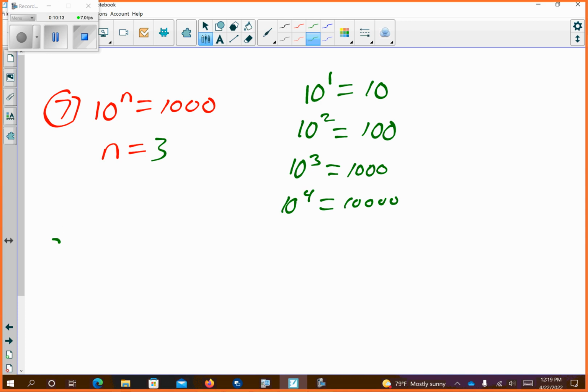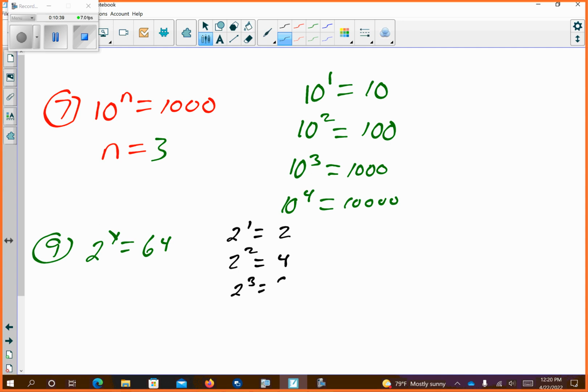All right, then problem number 9, we have 2 raised to the y is equal to 64. So again, I'm going to do the same rule. 2 to the first is equal to 2. 2 to the second is equal to 4. 2 to the third is equal to 2 times 2 is 4, 4 times 2 is 8. 2 to the fourth is now equal to 16. 2 to the fifth is equal to 32. 2 to the sixth is equal to 64. So y equals what? 6.